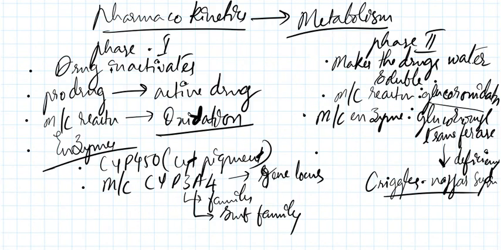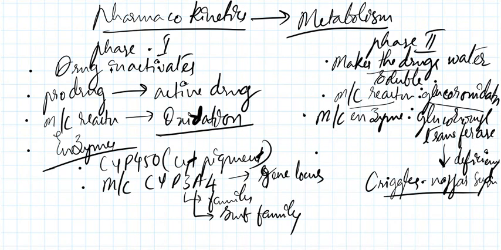Yes, so we stopped at Crigler-Najjar syndrome, phase 2 metabolism. What happens in phase 2 metabolism? In phase 2, the body converts the drug to a water soluble form. What is the most common reaction? Glucuronidation.